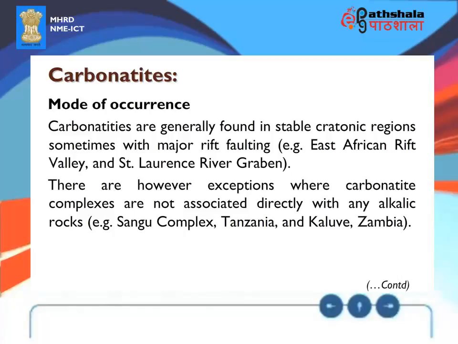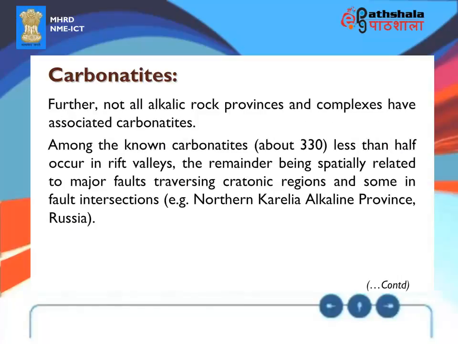There are, however, exceptions where carbonatite complexes are not associated directly with any alkalic rocks, for example Sangu complex, Tanzania, and Kau, Zambia. Further, not all alkalic rock provinces and complexes have associated carbonatites. Among the known carbonatites, about 330, less than half occur in rift valleys, the remainder being spatially related to major faults traversing cratonic regions and some in fault intersections. Example, Northern Karelia Alkaline Province, Russia.